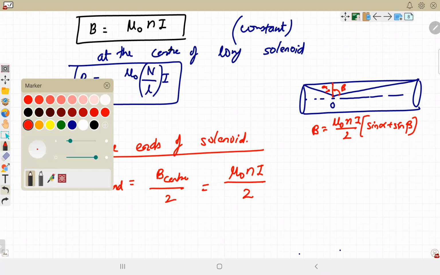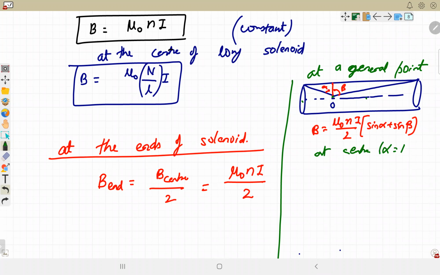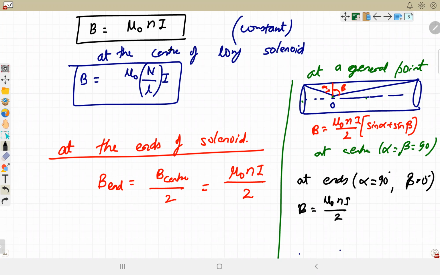अगर हम किसी भी और पॉइंट पे निकाल रहे हैं, रैंडम पॉइंट पे, किसी भी लॉन्ग सॉलिनॉइड के लिए, at any point which is not exactly at the center, this is the formula for magnetic field in a long solenoid at a general point, not center, not end. जब हम सेंटर पे कैलकुलेट करते हैं, तो अल्फा बीटा दोनों तरफ 90-90 हो जाएगा, because it is coming from very large, almost parallel. जब हम एंड पे कैलकुलेट करेंगे, अल्फा 90 बीटा 0, then magnetic field will become mu naught nI/2 into sin 90, which is at the end.